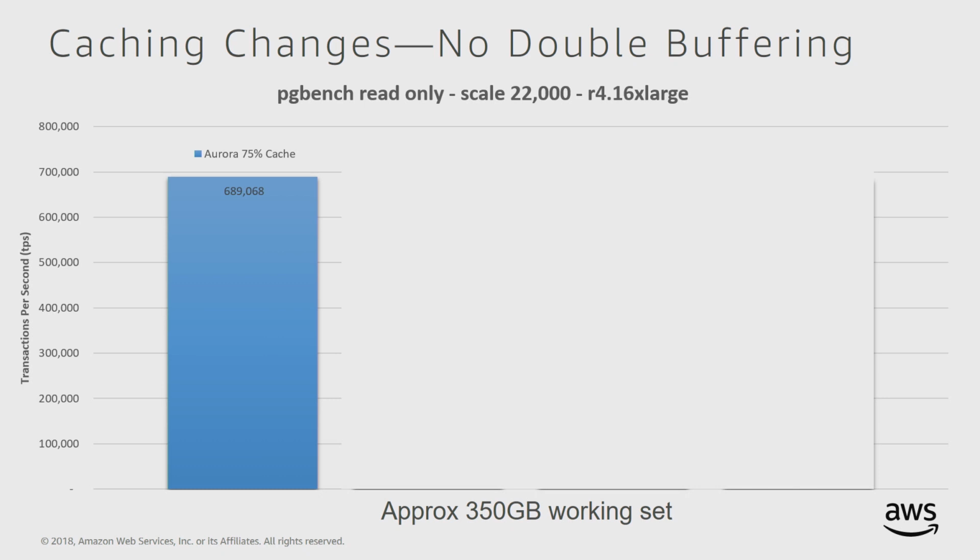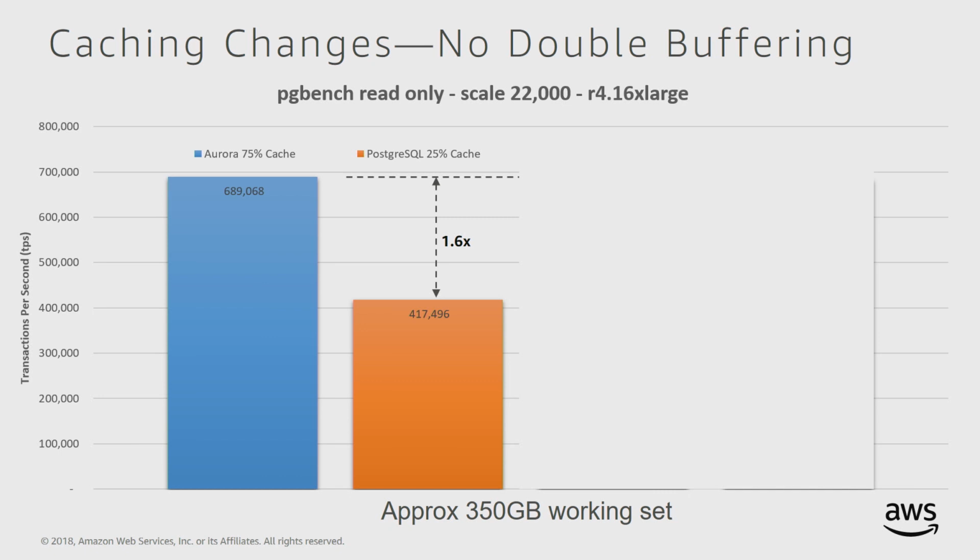So to show the effect of this, I ran another benchmark, pgbench read only, very, very large scale, 22,000. So this is a 350 gig working set, right? And transactions on the vertical axis, higher is better. So with Aurora at 75% cache, we get nearly 700,000 reads per second, which is pretty impressive. We went and ran this on RDS Postgres, and we got quite a reduction, right? We only got 417,000. That's not very good. And I was like, what's going on here?